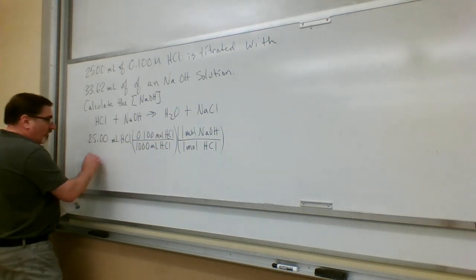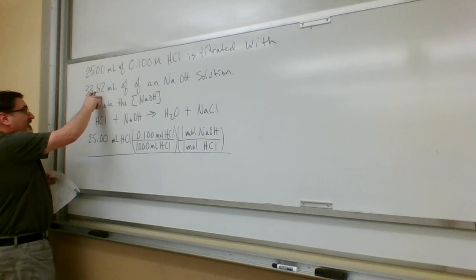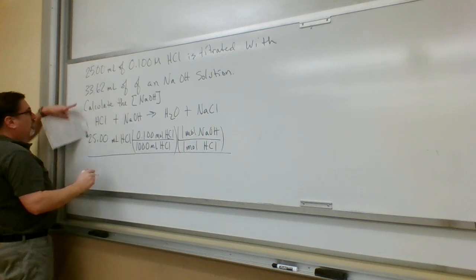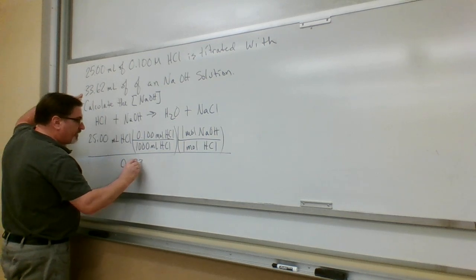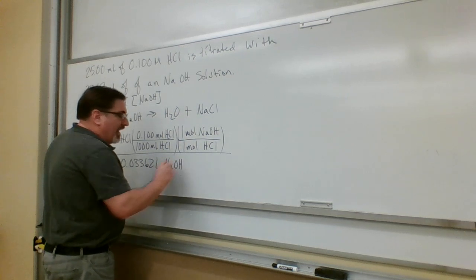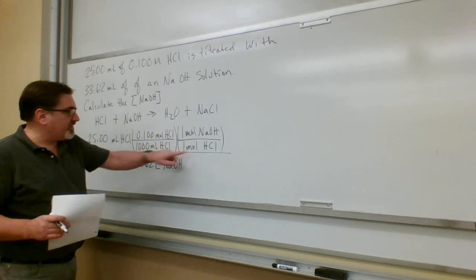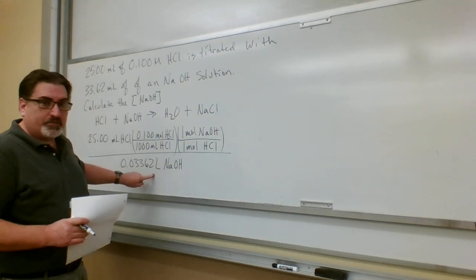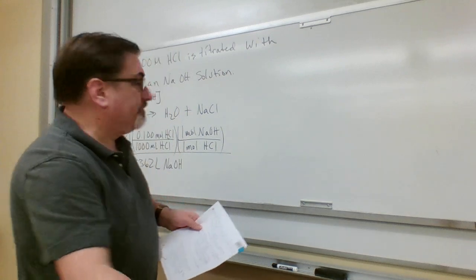And if I divide the whole thing by my volume of NaOH in liters, which 33.62 milliliters is 0.03362 liters of NaOH, I end up with molarity. Because milliliters cancel of HCl, moles of HCl cancel, I have moles per liter. So I get a molarity out of this. So it's time for the calculator.